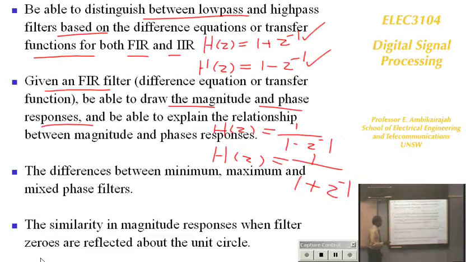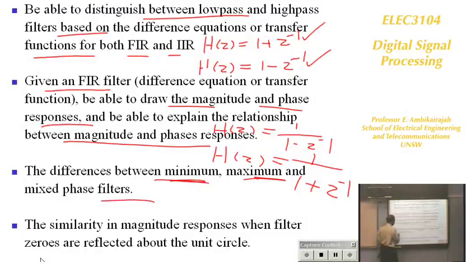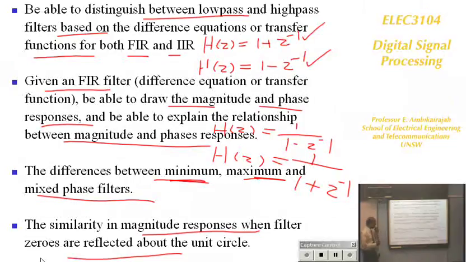Given an FIR filter, you should be able to draw the magnitude and phase response. We have looked at that, and then explain the relationship between magnitude and phase responses. And you know when the magnitude response goes to 0, there's a phase change on the phase response. You have done that, and you should be able to do that. Then you should know the difference between minimum, maximum, and mixed phase filters. You should be able to demonstrate examples. And then you should look at their magnitude responses when the filter zeros are reflected about the unit circle.